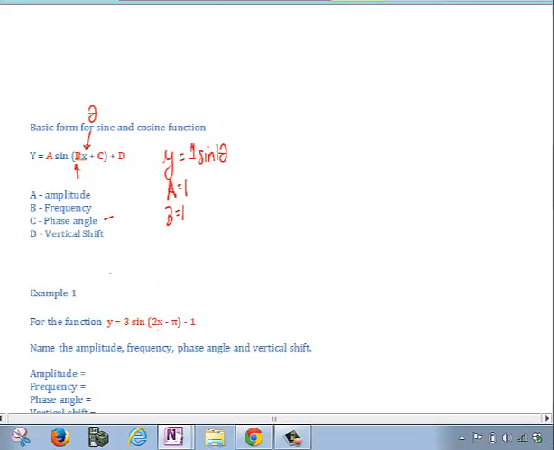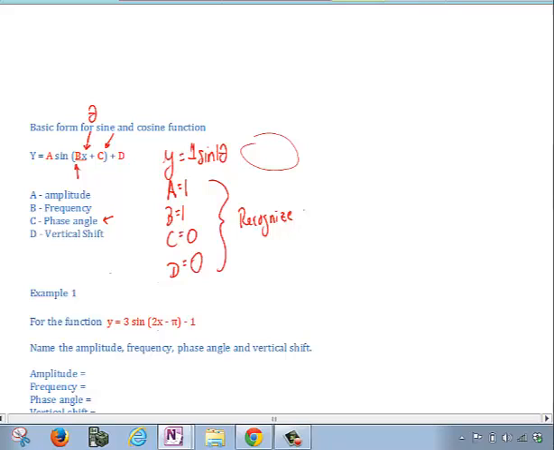The phase angle isn't there because we don't see parentheses. So the phase angle was 0. And the vertical shift, because you don't see anything being added to the function, was equal to 0. So don't worry what these coefficients mean for tonight's video. All we're worried about is, can you look at an equation and can you recognize the coefficients?